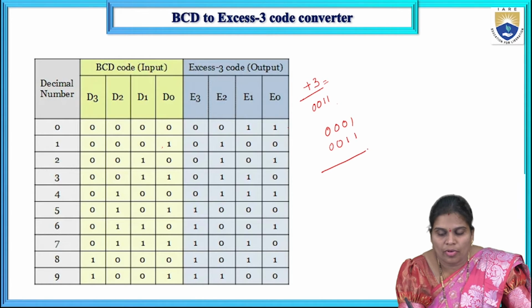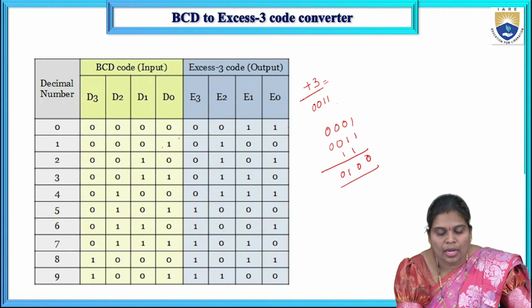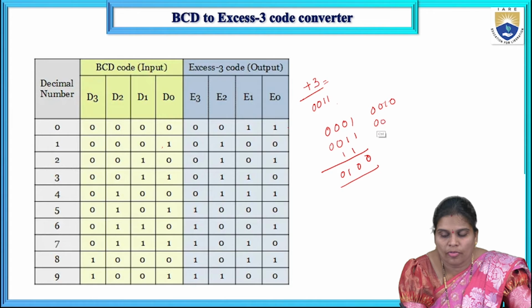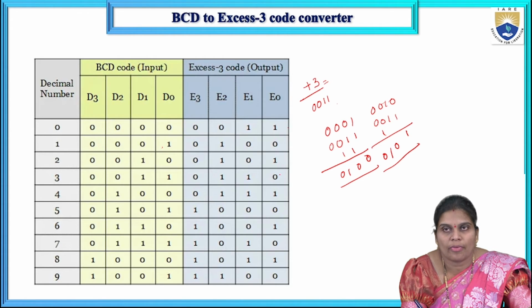Add the XS3 code. Converting this BCD to the XS3 code, we are getting 0, 1, 0, 0. Next one is 0, 0, 1, 0. Now we want to get the XS3 code, so how can we add this one? Now the value is 0, 1, 0, 1. Okay, so next one, for this 3, 0, 1, 1, 0.